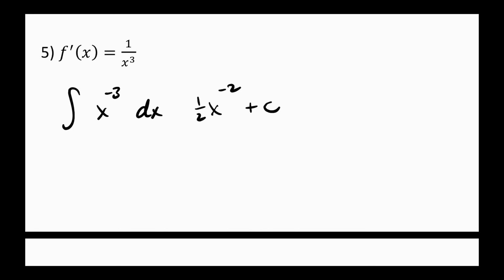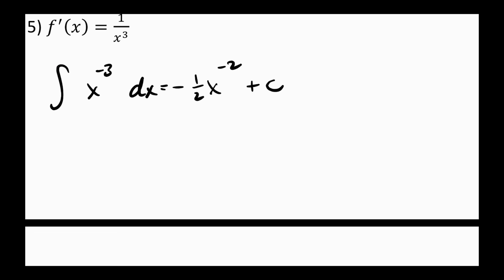Change it back to when it didn't have a negative exponent. So it's negative 1 half. Since it's negative, it goes to the bottom.